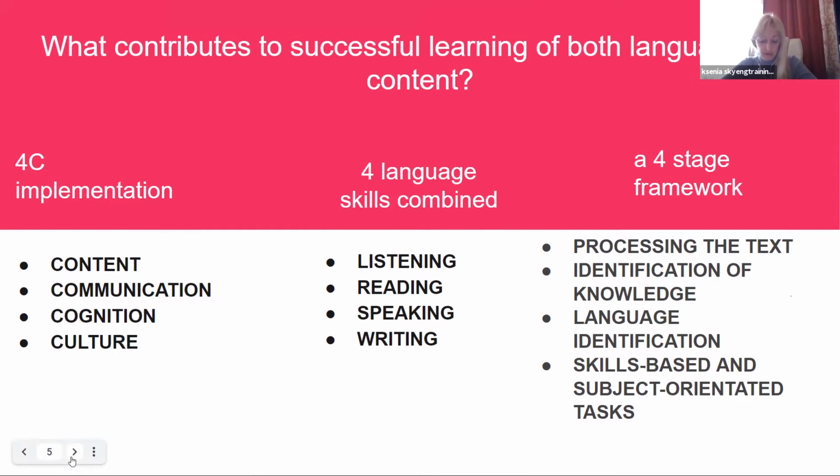And the last element is the lesson framework. The lesson framework often follows four stages. The first one is processing the text. The second one is identification and organization of knowledge. The third one is language identification. And the last one is about skills, skills-based tasks and subject-oriented tasks.